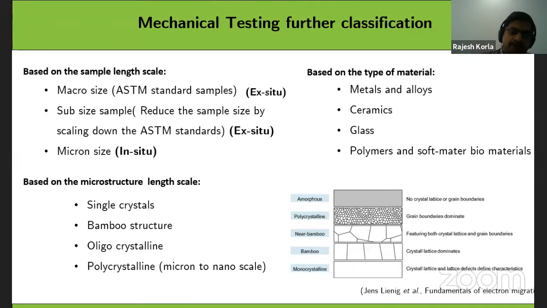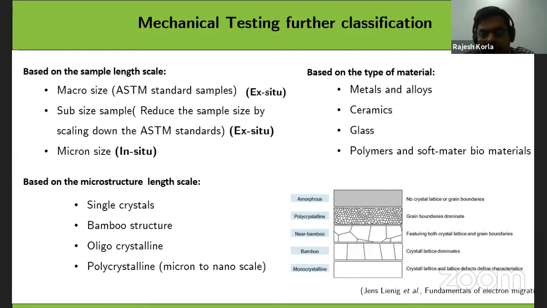At the same time, samples sometimes will be single crystal, sometimes a bamboo structure, sometimes a near bamboo structure, and sometimes a polycrystalline structure, nanostructure, or maybe amorphous structure. For example, consider this is the grain size. If it's a monocrystal, then anisotropy is very important, because the elastic modulus, strength, or ductility may be different from one direction to another. So you always have to report which direction you cut the tensile sample or compression sample, and what the effect of anisotropy is on the mechanical properties.